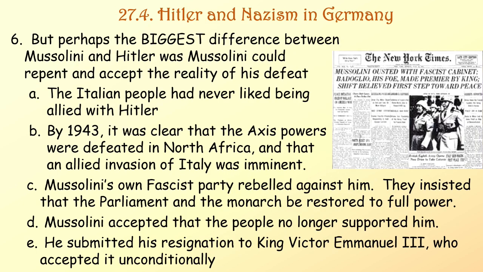But perhaps the biggest difference between Mussolini and Hitler was that Mussolini could repent and accept the reality of his defeat. The Italian people had never liked being allied with Hitler, and by 1943, it was clear that the Axis powers were defeated in North Africa and that an Allied invasion of Italy was imminent. Mussolini's own fascist party rebelled against him. They insisted that the parliament and the monarch be restored to full power. Mussolini accepted that the people no longer supported him, and he submitted his resignation to King Victor Emmanuel III, who accepted it unconditionally.